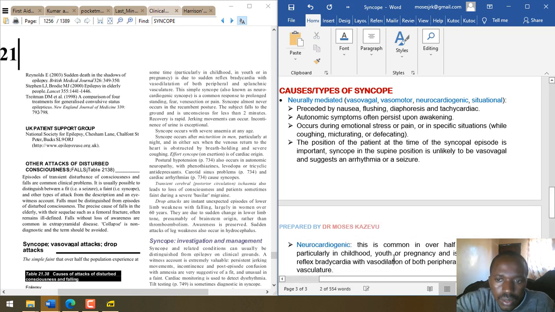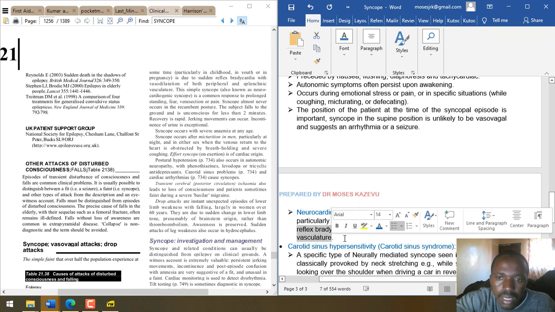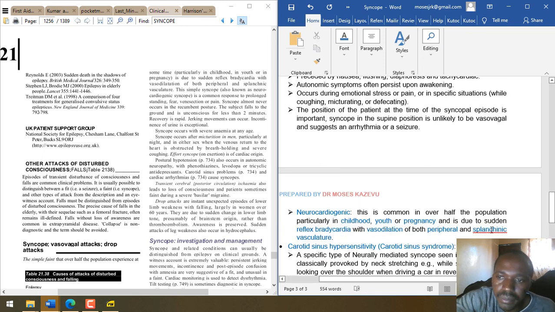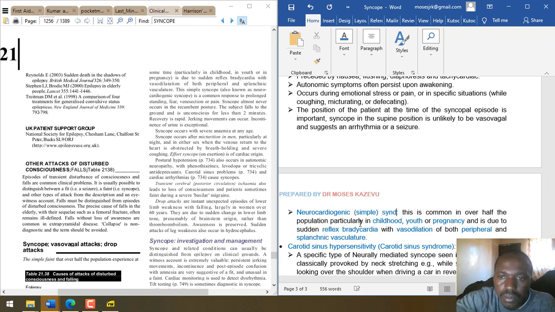So this occurs in over half the population. It's very important in children, in youths, and in pregnant women, and is due to reflex bradycardia with vasodilatation of peripheral and splanchnic vasculature. So all the blood is pooling at the feet, and that's how this patient faints. It's also referred to as simple syncope, so we can call this simple syncope. Okay, so that takes care of that. It is a common response to prolonged standing, fear.